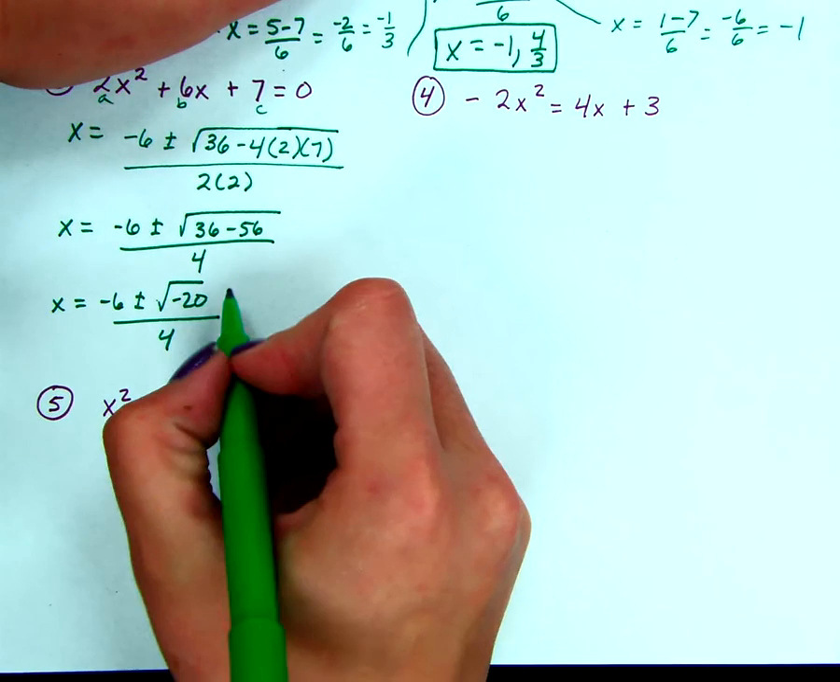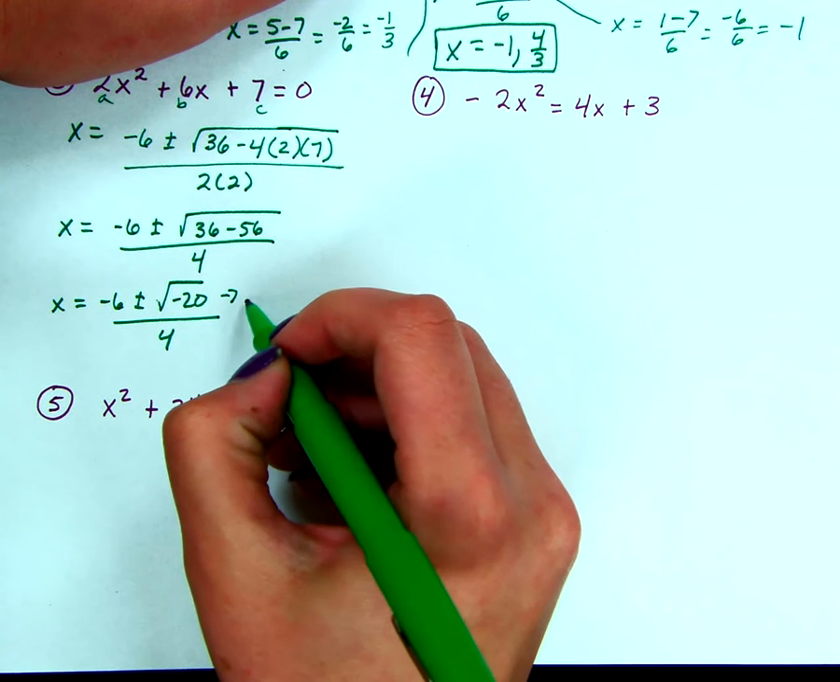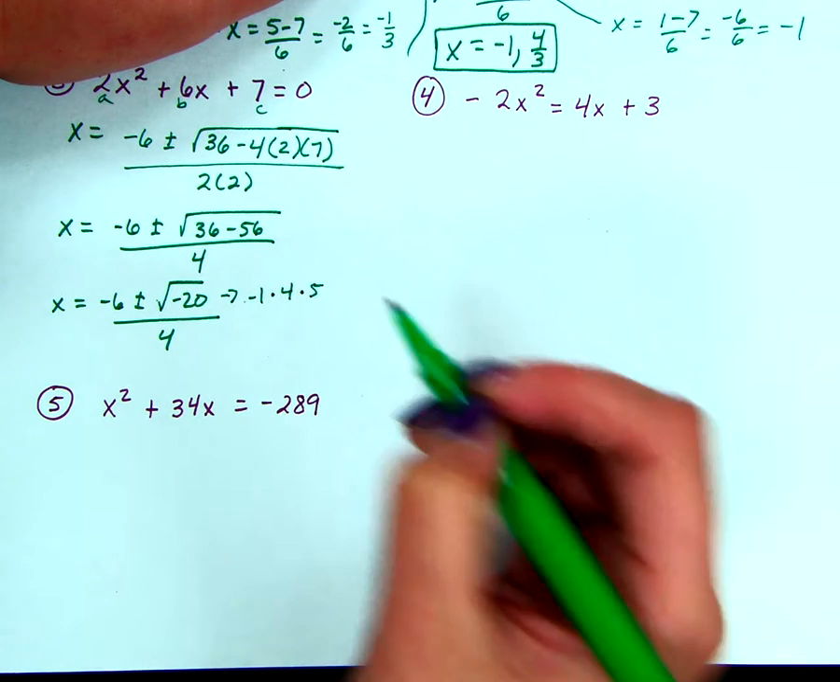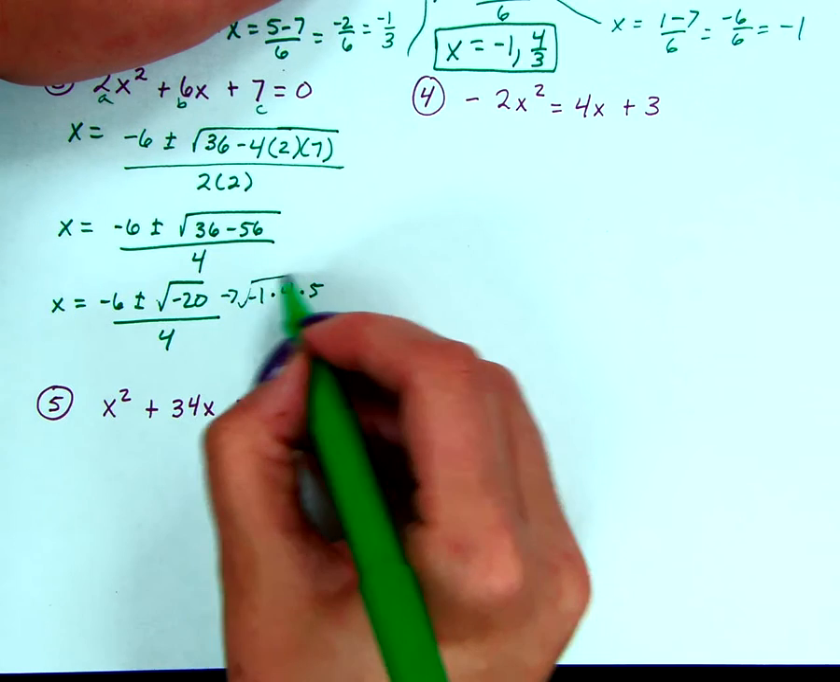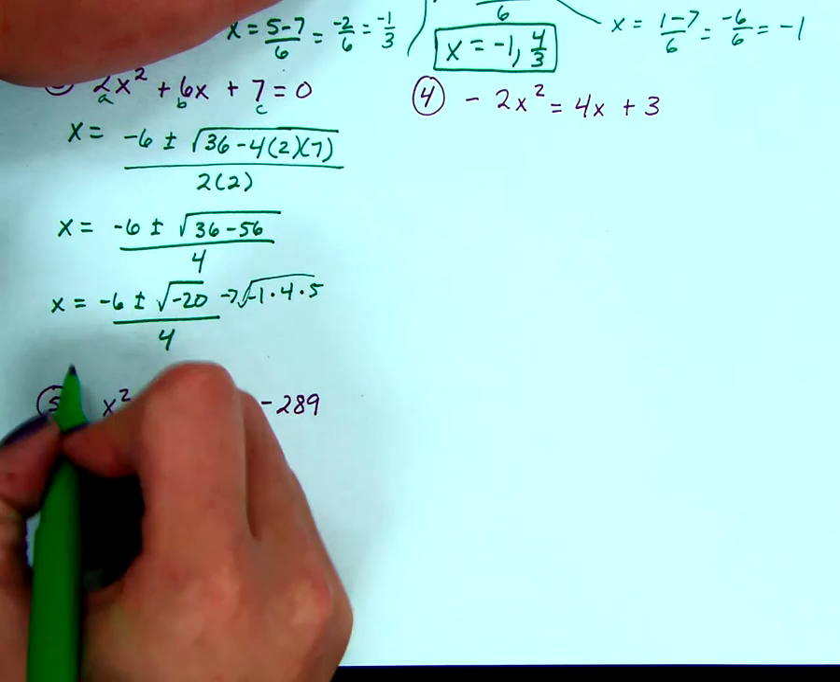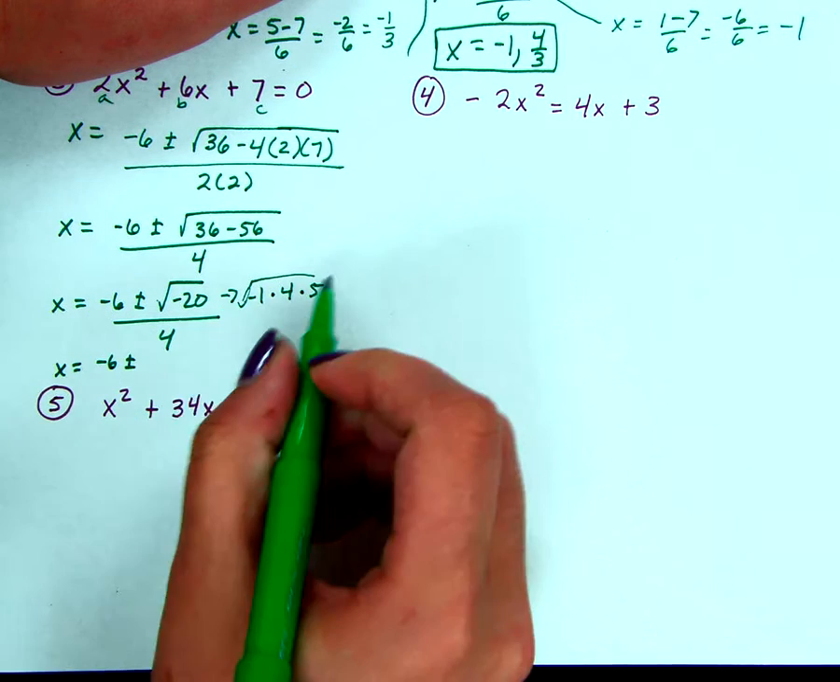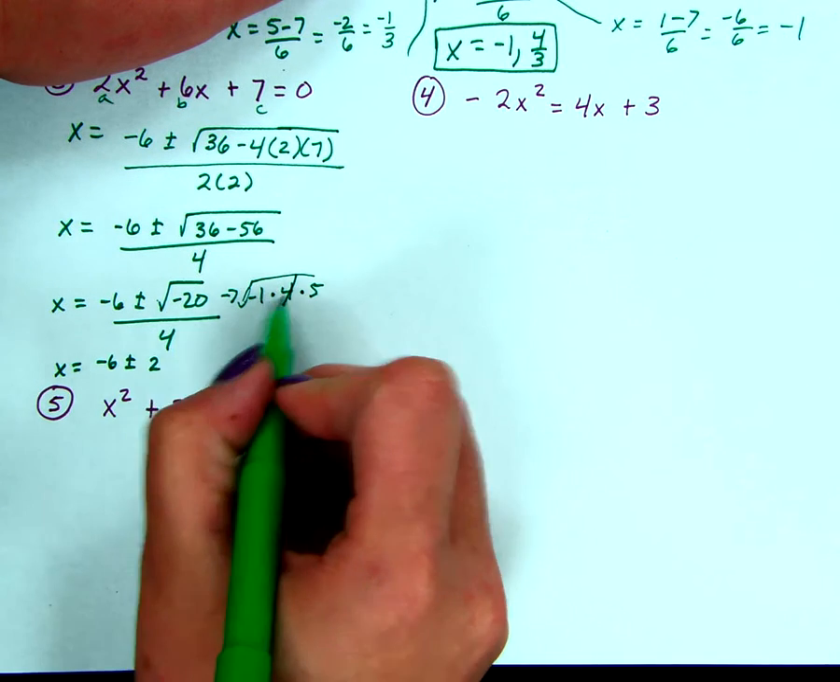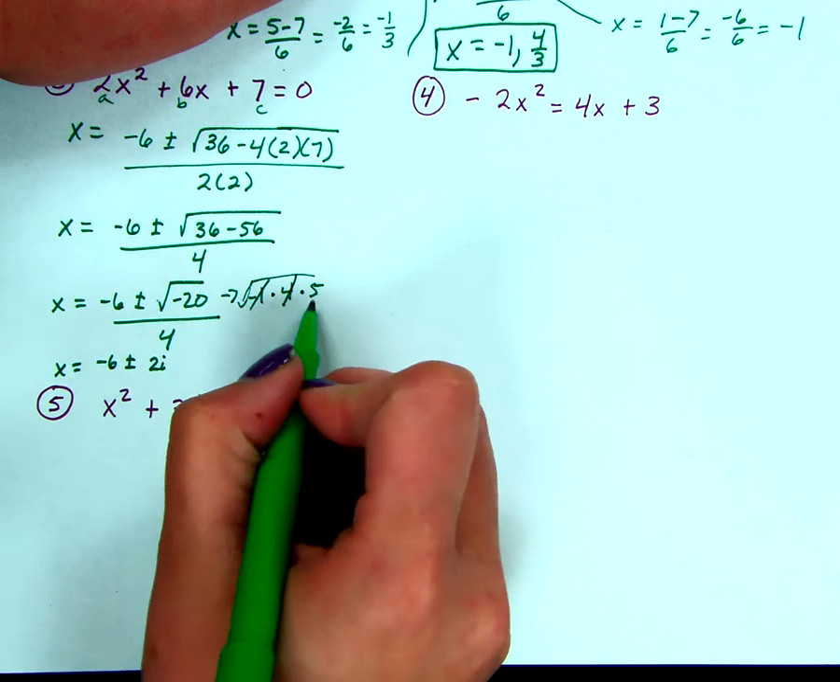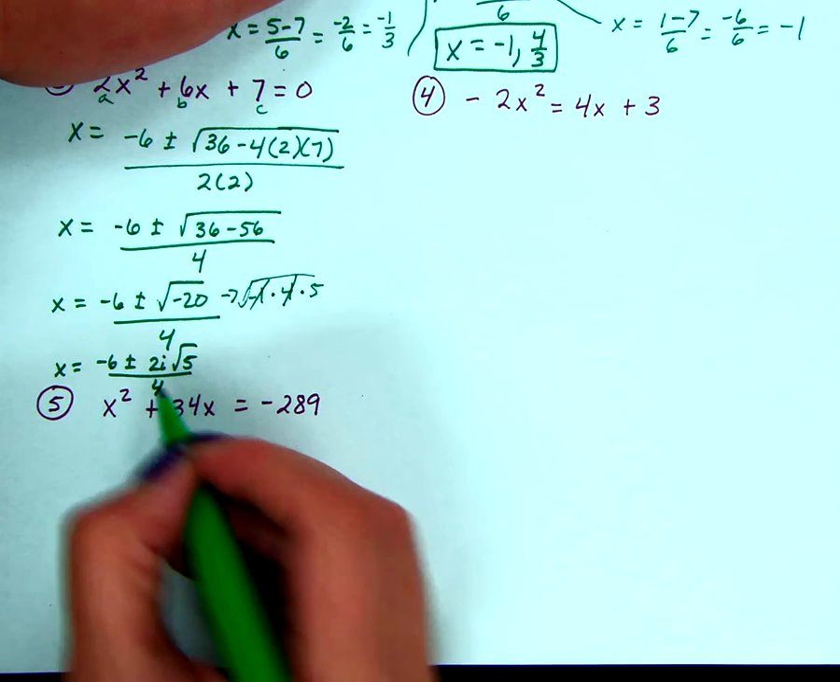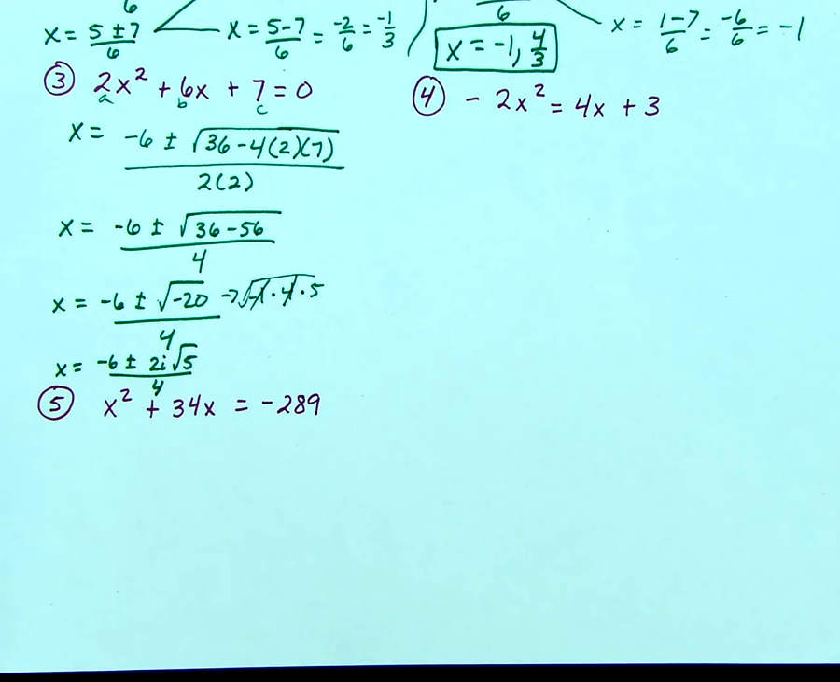So looking at negative 20, we can think of it as negative 1 times 4 times 5. Okay, so still in the radical. So now when I simplify, I'll have x equals negative 6 plus minus. 4 comes out as 2. The negative comes out as i. 5 will stay inside the radical. Still over 4. Okay. Now we can't combine in the top this time because we still have a radical remaining.